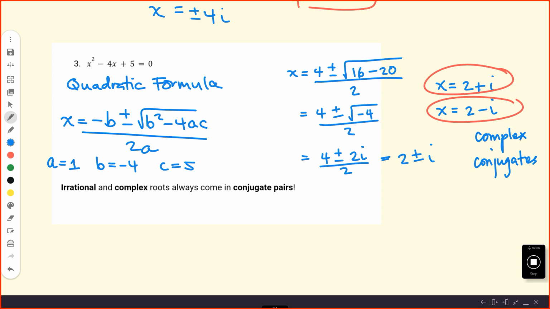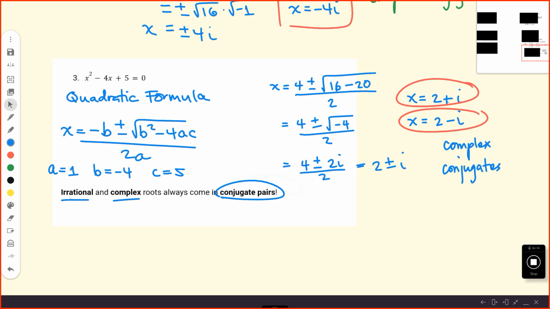Any question? Okay. That's not the goal today in our class. I'm just showing you that, again, we can have imaginary roots. The goal today is, given these roots, how do we create our equation? So we're working backwards. We're given this, and we're going to write our equation. Again, irrational and complex roots always come in conjugate pairs.